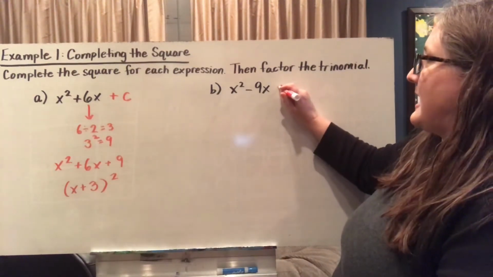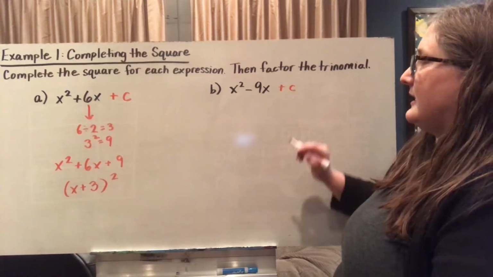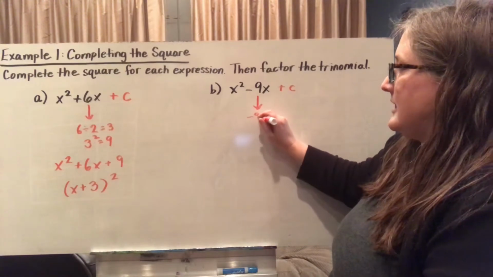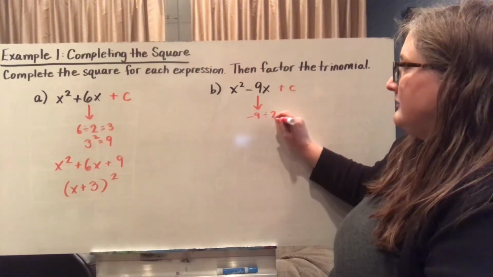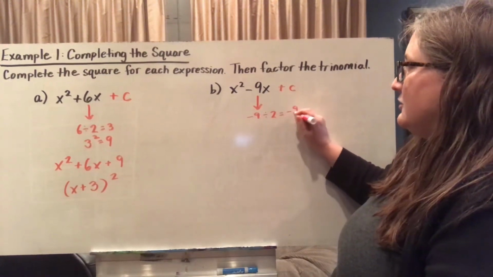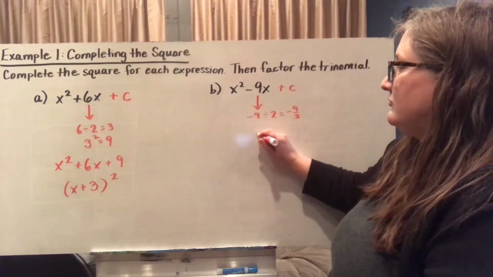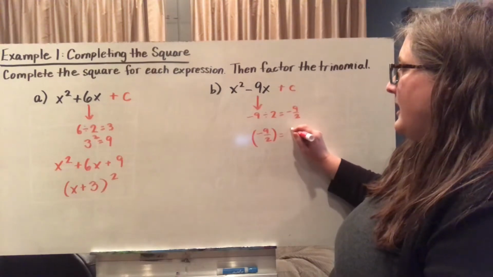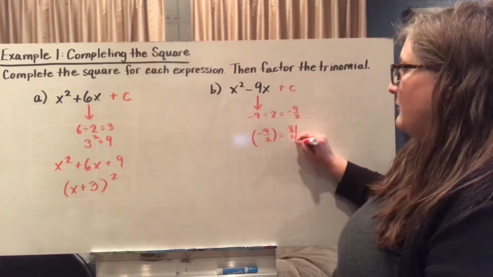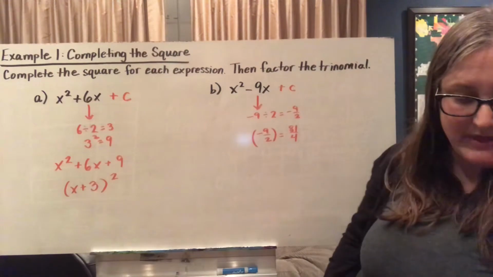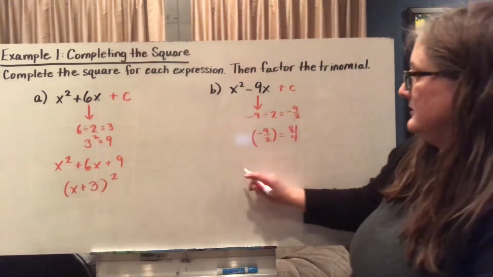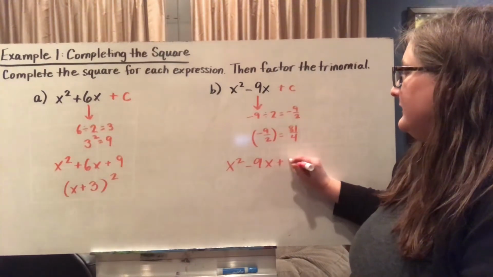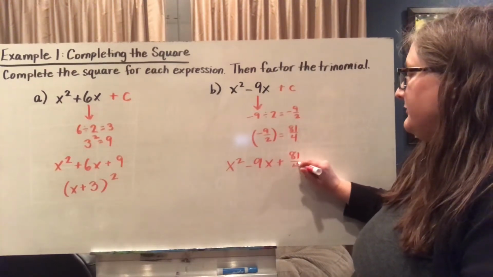So once again here I'm going to add a c value on, and the way I decide on that c value is I take my b value, -9, and divide by 2, and I'm just going to write that as -9 over 2. And then I'm going to square that number. So it's going to become 81 over 4. That's going to be the number that I add on to my expression. So x squared minus 9x plus 81/4.